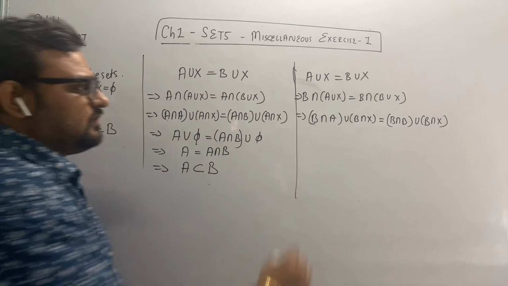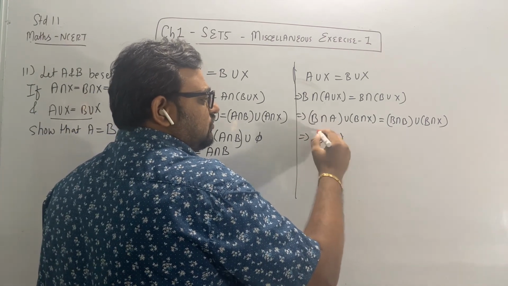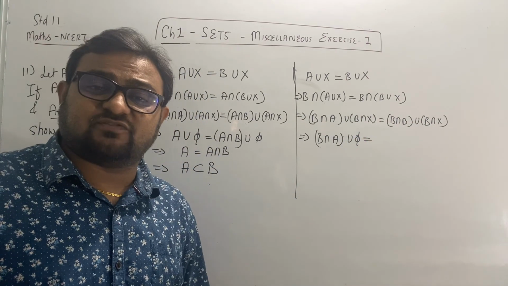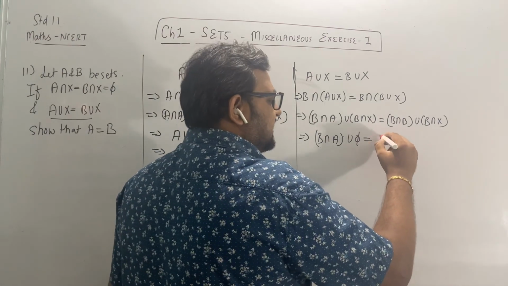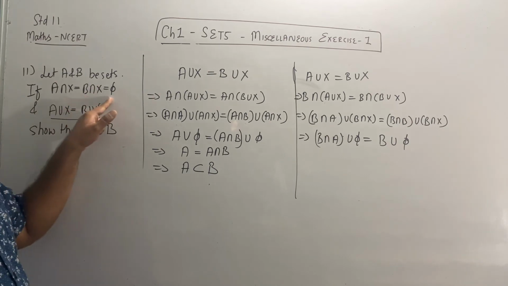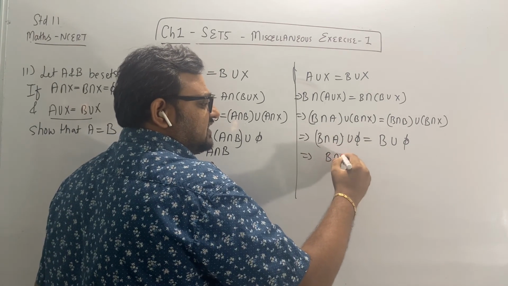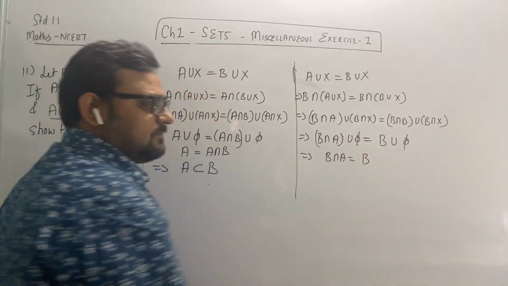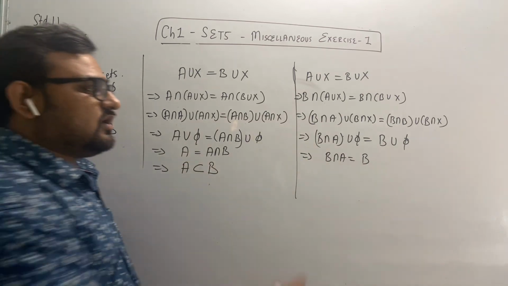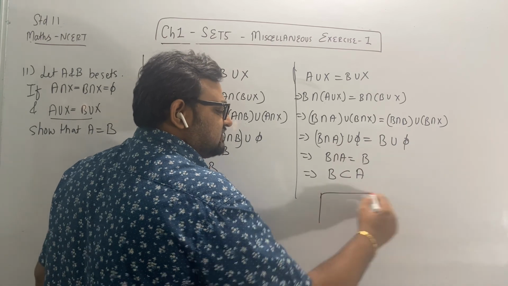So this will be equal to B intersection A union phi. B intersection B, the intersection of a set with that set itself, will be the set itself. And B intersection X, that is given phi. Okay, so any set taking union with phi will be the set itself. Same way here. So now see, B is equal to B intersection A. So what does this imply? B is a subset of A.